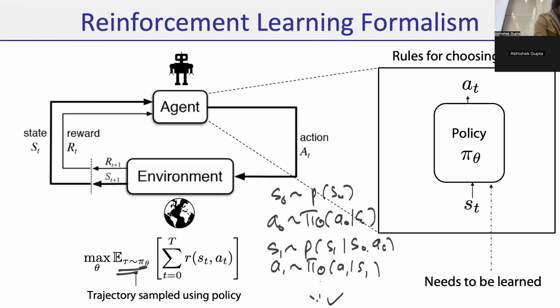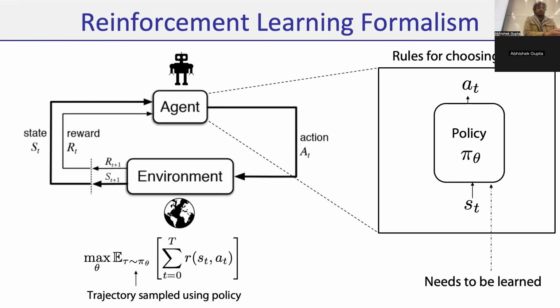A variant of this that you'll often see in the literature is with the discount factor, right? The discount factor is often, instead of just the sum of rewards, you'll have a gamma to the t, r of S_t, A_t, right?